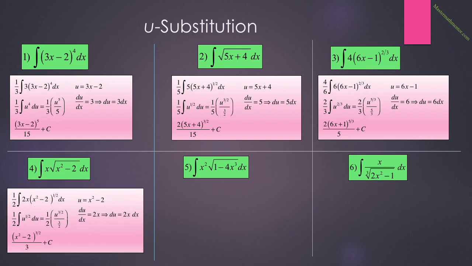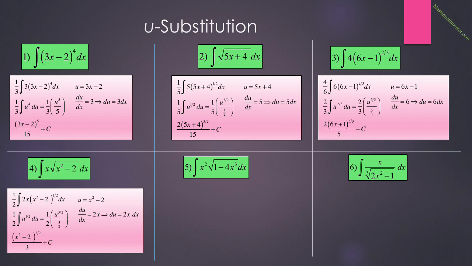Number 4 reads the integral of x square root of x squared minus 2 dx. We will let u equal x squared minus 2, therefore du dx equals 2x, and du is equal to 2x dx. We have the x dx, we need a 2. So we put the 2 to the inside and 1/2 to the outside. This becomes 1/2 u to the 1/2 du.